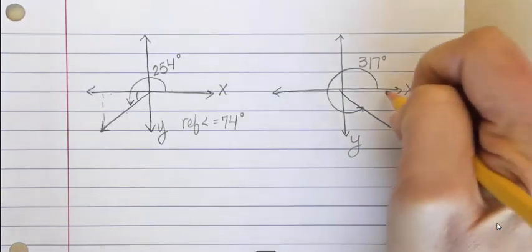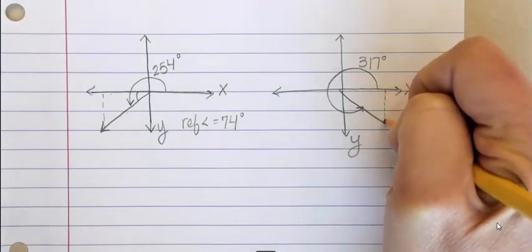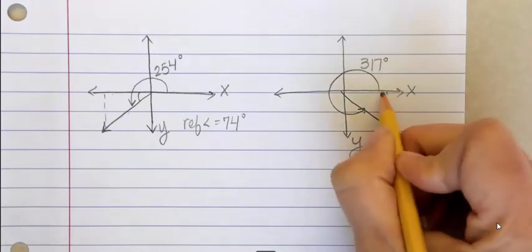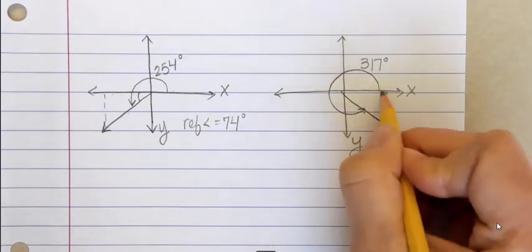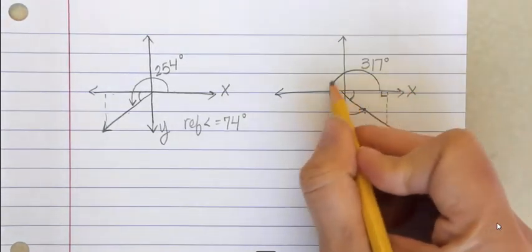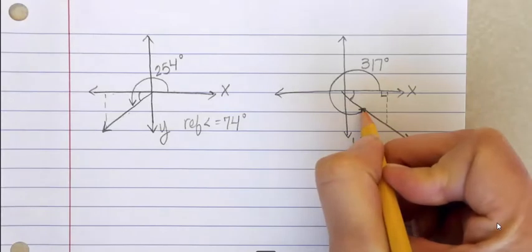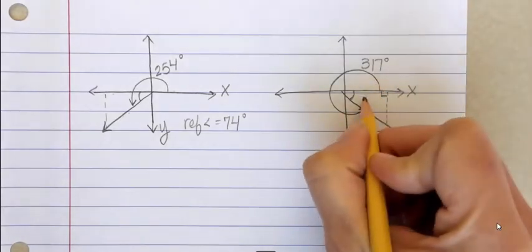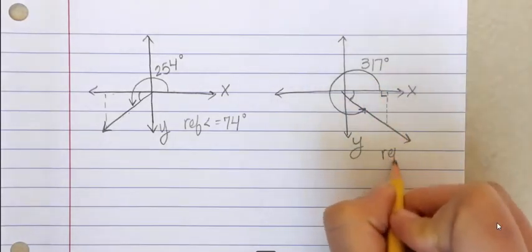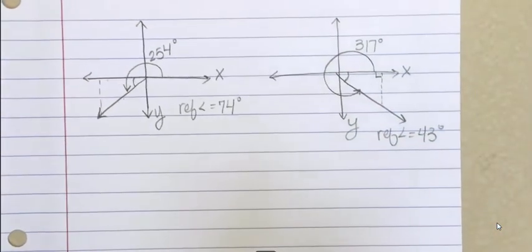So now the reference angle, you take from the x-axis, the horizontal axis, draw a line down to the terminal angle. That gives us a right triangle, and then we're looking for this angle. All right, so this is 317, but if I went all the way, it would be 360. So the question is, what is 360 minus 317? And that ends up giving us 43 degrees. So the reference angle is 43 degrees. Nothing too hard here, hopefully.